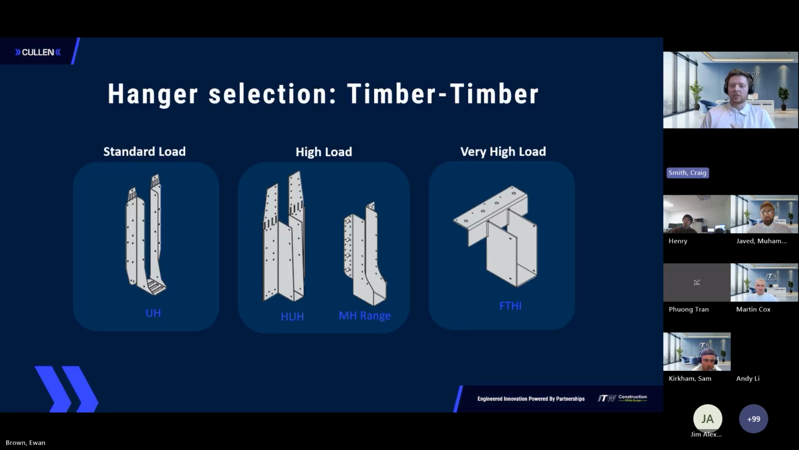I mentioned this earlier on, but timber to timber hangers is what we're going to go through over the next few slides, in a very similar fashion to the masonry hangers that we've just done. The timber to timber hangers work with I-joist, metal web, and solid timber as well. And then we have a range that includes standard through to very high load hangers. We've got the UH, which is the universal hanger, the heavier version of that, the HUH, and then the MH range and the FTHI, which is the welded version. The MH range has similar load values to the HUH, but can be used as an alternative, and we'll go into that as well.